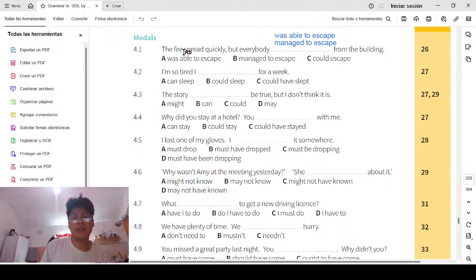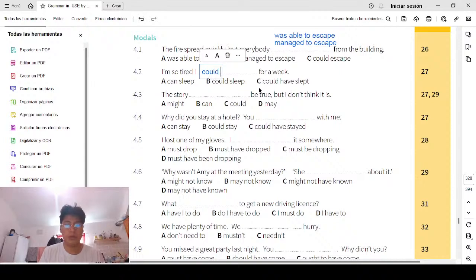The next one. I'm so tired. I can't sleep for a week. I'm so tired. Couldn't sleep for a week. Or I'm so tired. I could have slept for a week. In that case, the correct answer is could. I'm so tired. I could sleep for a week.